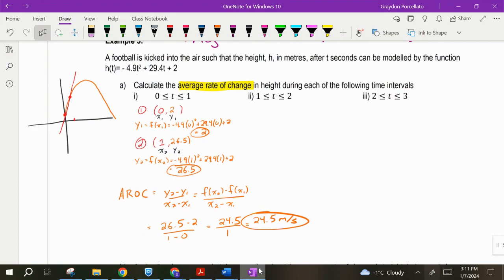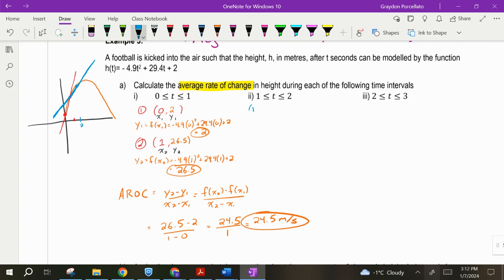Okay, so now we're going to figure out our next interval. With this next one, we're looking between t equal to 1 and t equal to 2. So maybe that's these 2 points here, and we're looking for the slope of this secant. What you'll notice just by looking at this is that this secant is less steep than the one we just found the slope of. So our slope should be something less than 24.5 for this to make sense. We'll go through our calculations again.